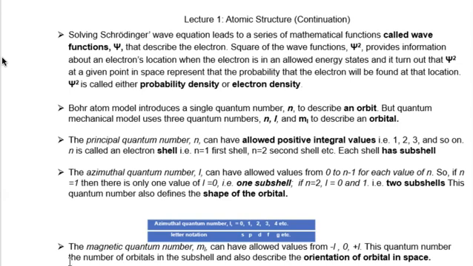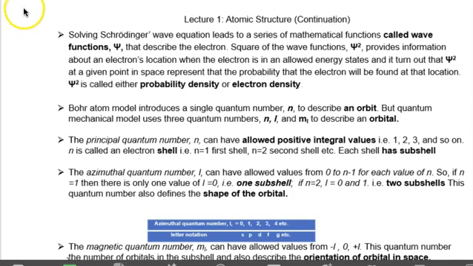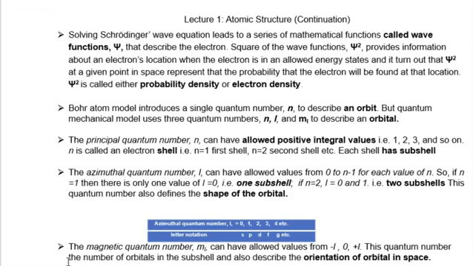Okay, we go for the magnetic quantum number. The magnetic quantum number, which we designate as small letter m with subscript L, has allowed values: when L is equal to any value, then from minus L through 0 to plus L. This quantum number can tell us about the number of orbitals as well as the orientation of the orbital in space.